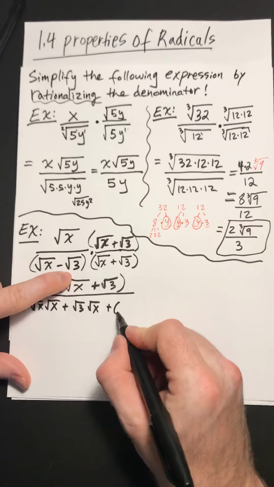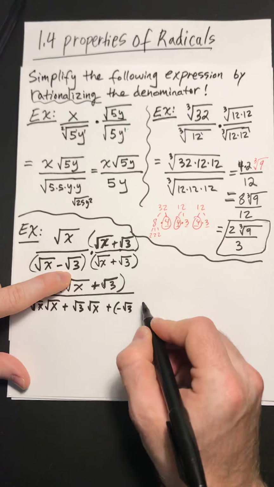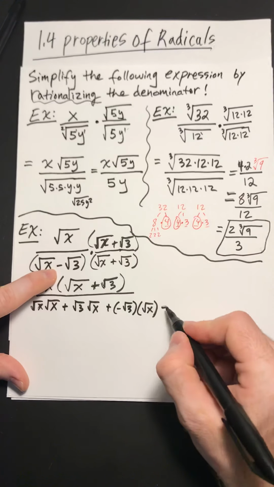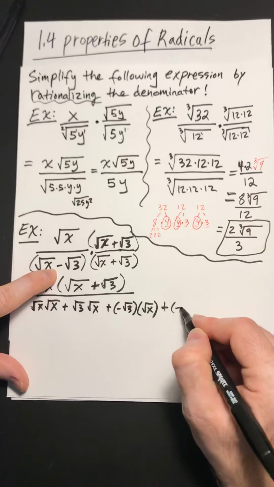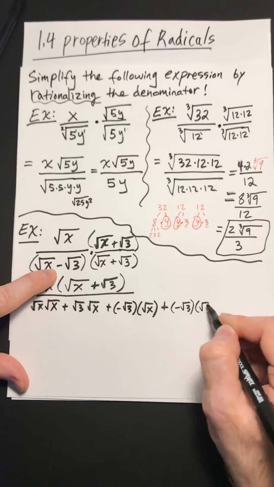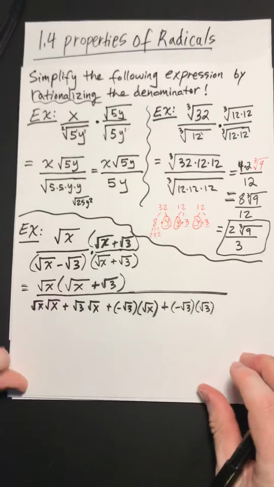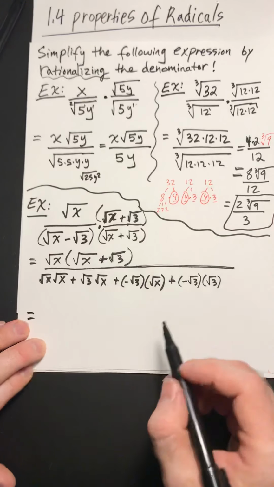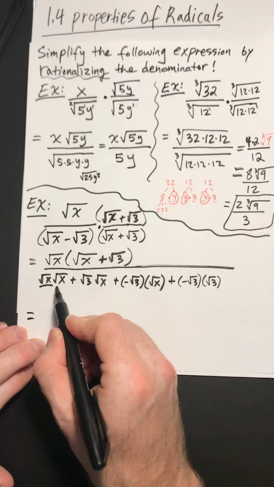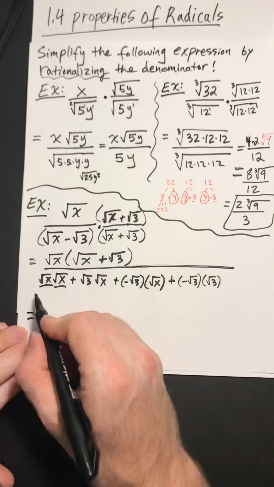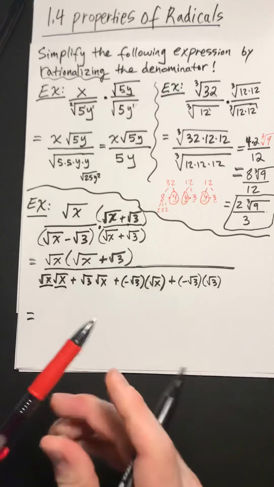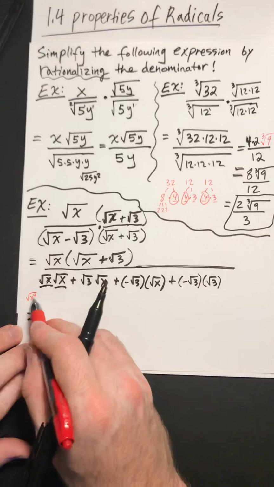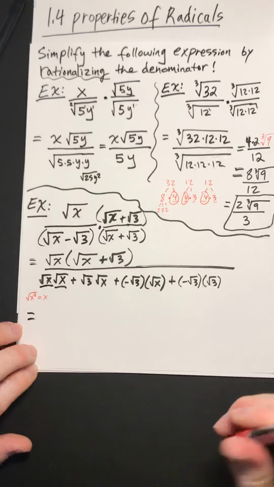Inner, negative square root 3 times square root x. And then last, okay, negative square root 3 and then square root 3. All right, so now we need to do some simplification here, okay? What is the square root of x times the square root of x? Well, all that is, here's a little side work for you. This is the square root of x squared. Well, how many x's is that? That's just x, all right?